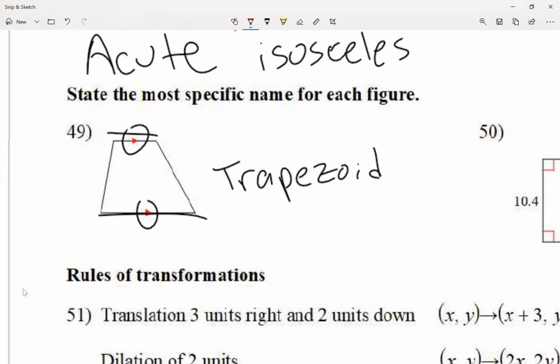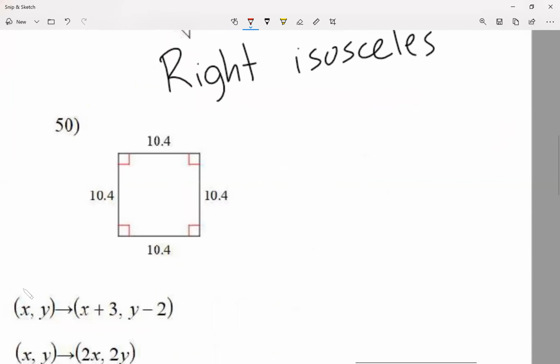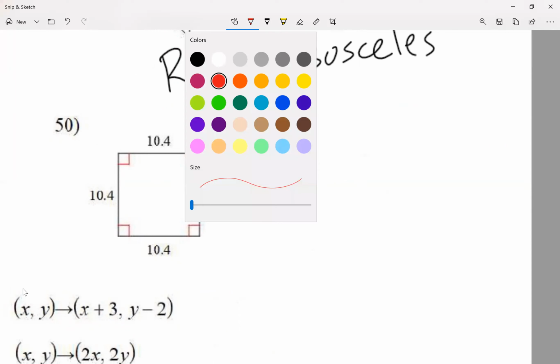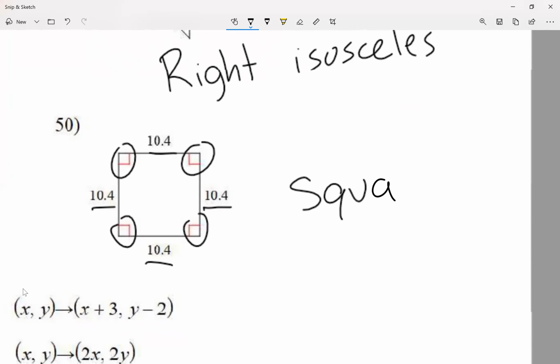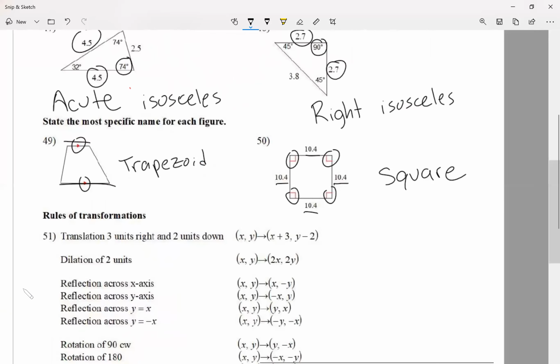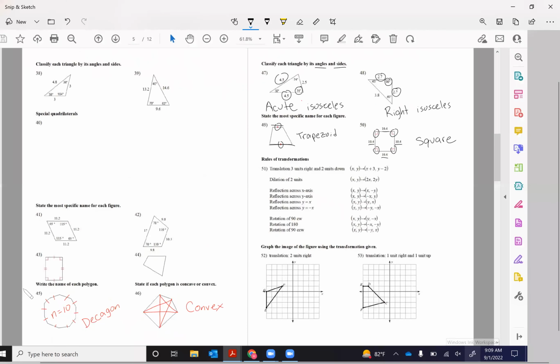Now looking at question number 50, I see when it comes to angles, they're all 90 degrees. So it's a rectangle. But also when it comes to sides, I see they're all equal. So it's also a rhombus. A combination of a rectangle and a rhombus, we call that square. So this was a quick review of what we saw in the week. There you go.